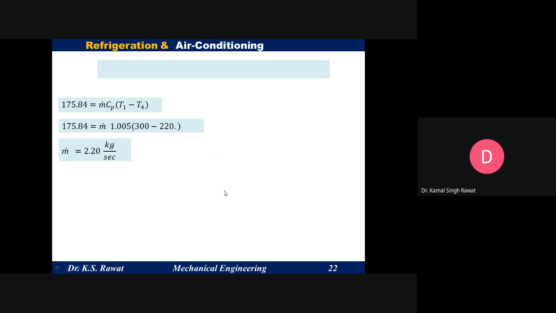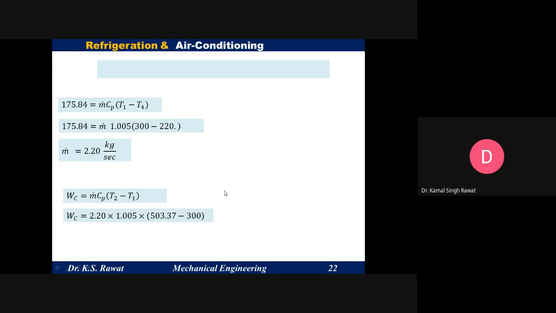Now we have to calculate the compression work. So what is the compression work? m dot Cp (T2 minus T1). We have the value of mass flow rate now, we have the value of Cp, and we already have the values of T2 and T1. So what is the value of T2? Sir, 503.13 Kelvin. Yes. So we will put in 503.37 minus 300.